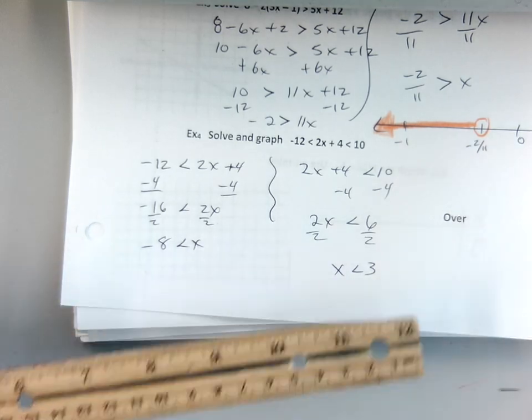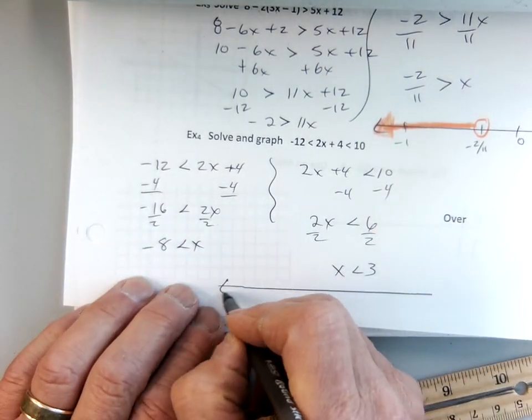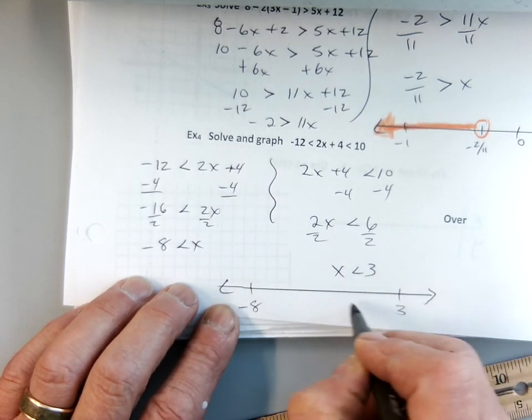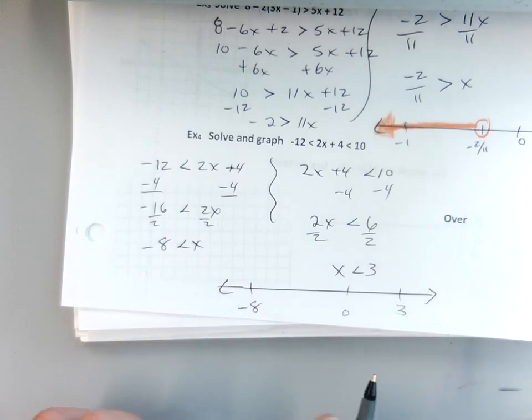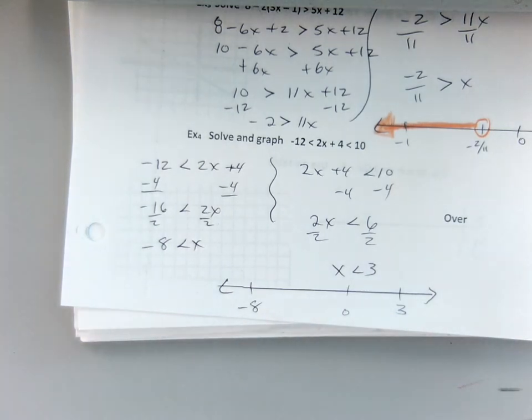Let's put them both on the number line. I can do this. Put negative 8 there, 3 there, 0's around there. I don't really need 0, but I'll put it in there. What the heck? So x is less than negative 8. Okay. Open circle.